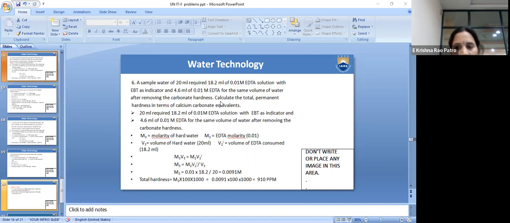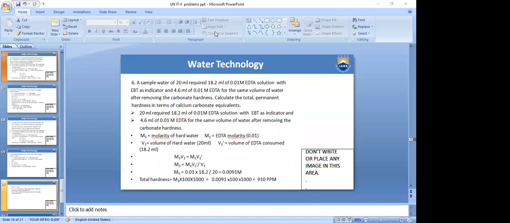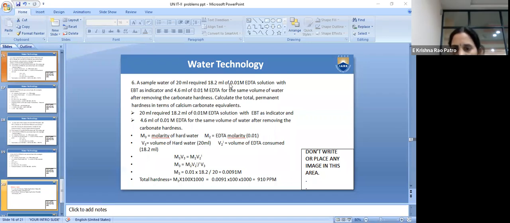Water by taking 2 grams of calcium carbonate, okay, in a standard flask and make up the solution for 1000 ml using distilled water. Next line.